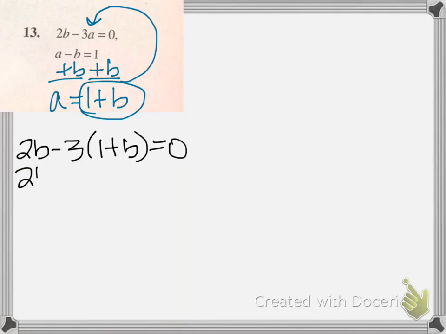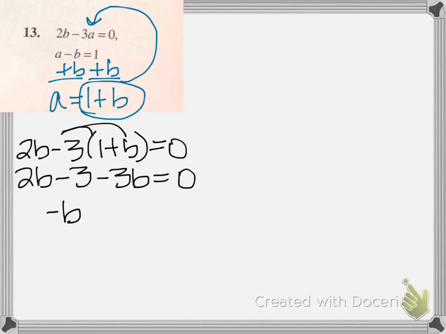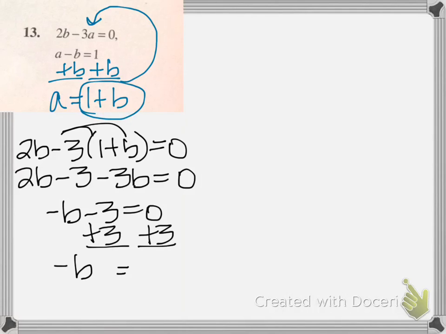Now I can solve for b. I'm going to have to distribute my negative 3, so that's negative 3 times 1 is negative 3, and negative 3 times b, negative 3b. Combine my like terms. I have 2b minus 3b, that is minus b minus 3 equals 0. Add 3 to both sides. That gives me negative b equals 3. And I have to divide both sides by negative 1. That leaves me with b equals negative 3.